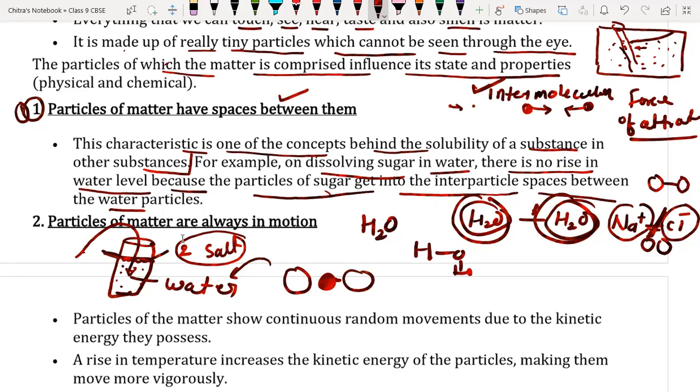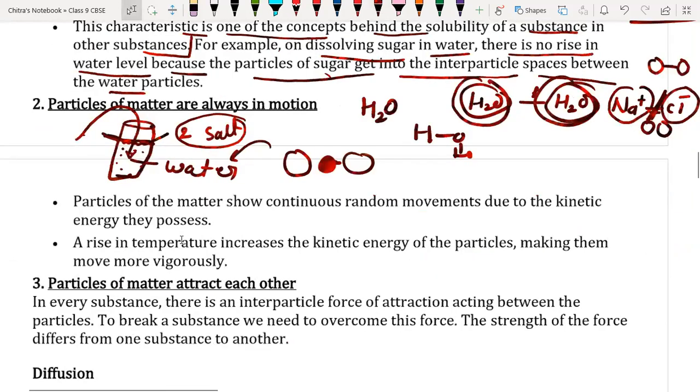Next, particles of matter are always in motion, due to kinetic energy. Particles of matter show continuous and random movement due to the kinetic energy they possess.